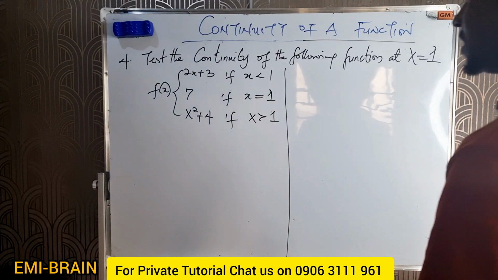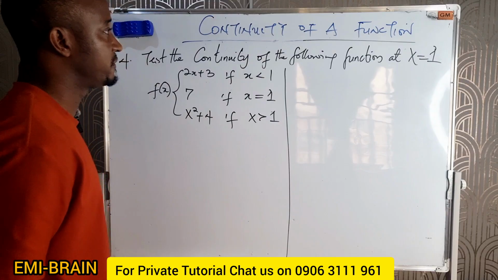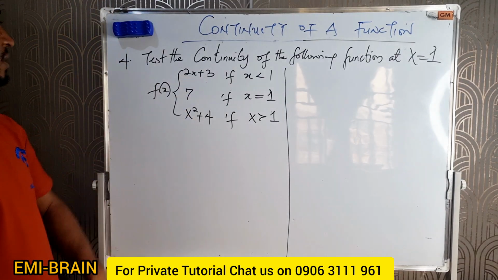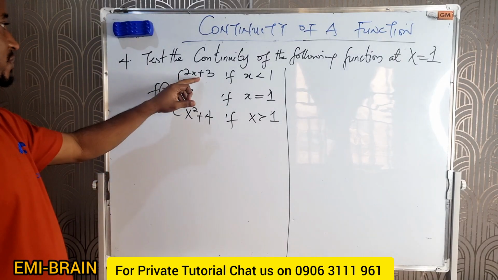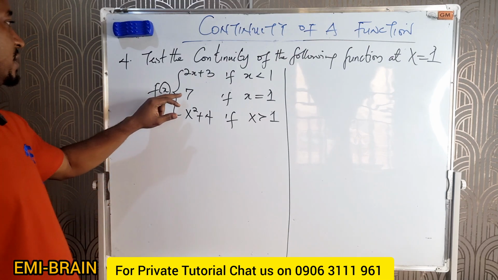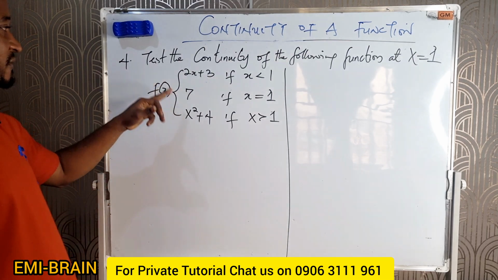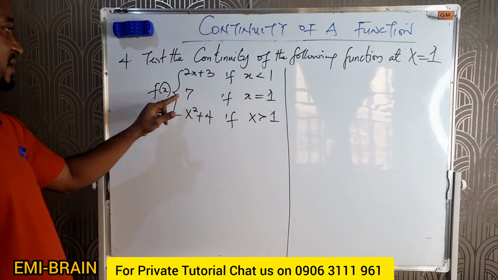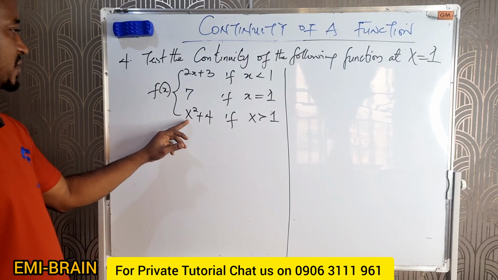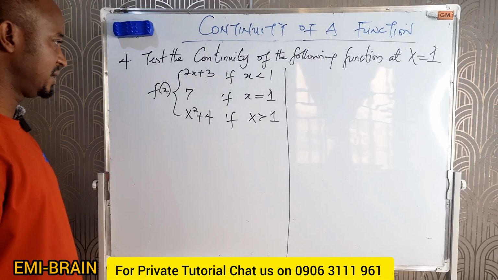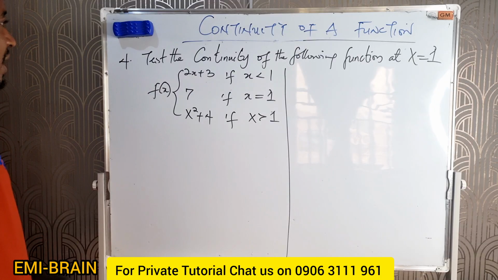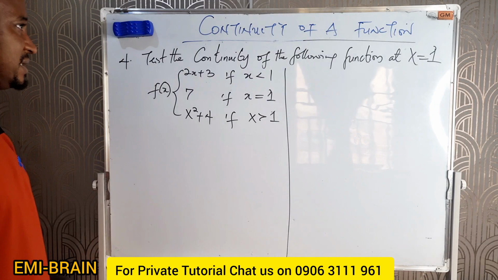This question says we should test the continuity of the following functions at x equals 1. We are given 3 functions here. The first function is a linear function, which is 2x plus 3 if x is less than 1. Then the second function is a constant function. We are told that f of x equals 7 if x is equal to 1. Then x squared plus 4 if x is greater than 1. So we are testing the continuity of the function at x equals 1.